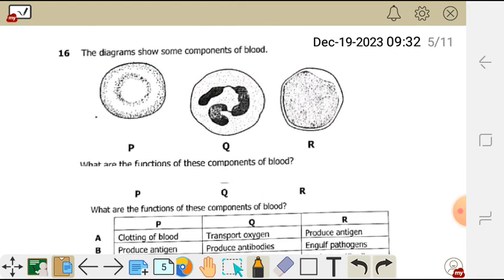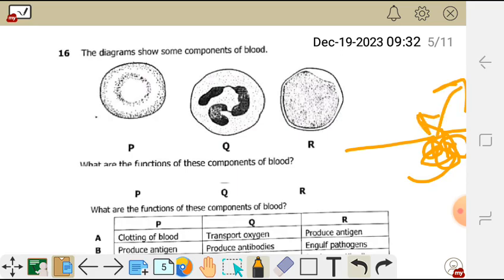If you have a cut on your body, what will happen is that the platelets are going to aggregate here to close that cut, to reduce the blood loss. Those are the functions of those components.